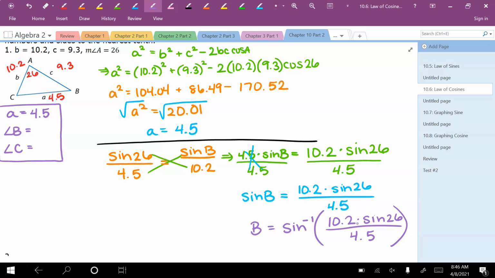So I got 83.5 when I put in the whole decimal, and I got 83.7 when I put in the rounded 0.994. Okay, either way, they're both going to round up to 84 degrees, because I got 83.5 or 83.7. Both of those cause it to round up. So angle B is going to be 84 degrees.